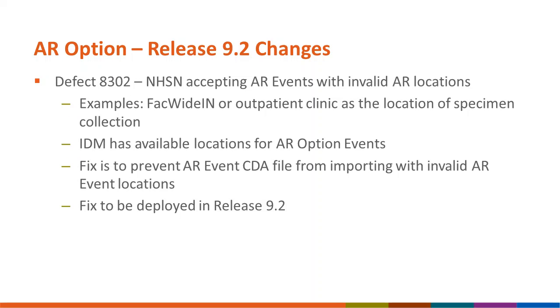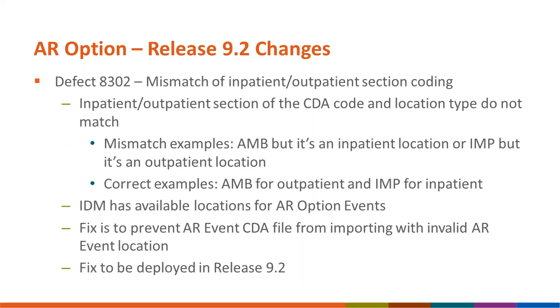Next, defect 8302. NHSN is currently accepting AR events with the location of specimen collection being outside the rules of the protocol. For example, events with outpatient oncology clinic or inpatient FacWIDEIN as the location of specimen collection are currently being incorrectly accepted into NHSN. Remember, you should only report AR option events using the locations outlined in the most current IDM. This fix will also be included in the 9.2 release in December.